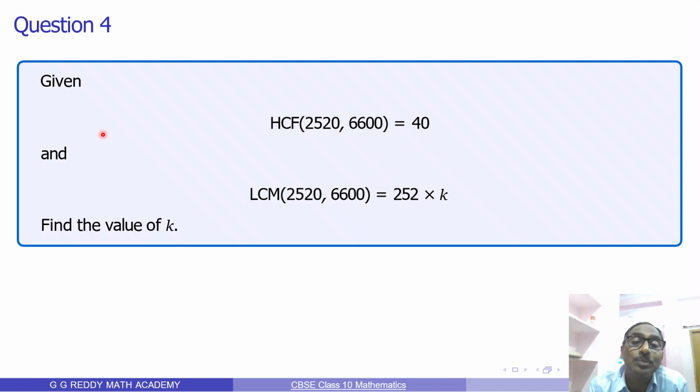Question number 4. The highest common factor of two numbers is given and the least common multiple of those two numbers is also given. Now they are asking to find the value of k. You know the formula: highest common factor times the least common multiple is equal to the product of the given two numbers. By using that, find the value of k.